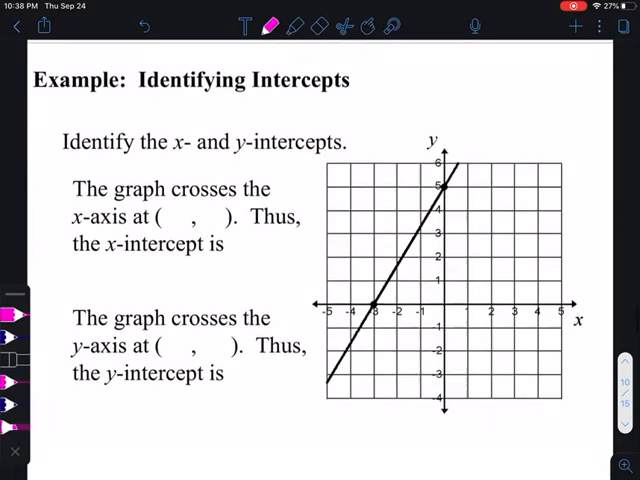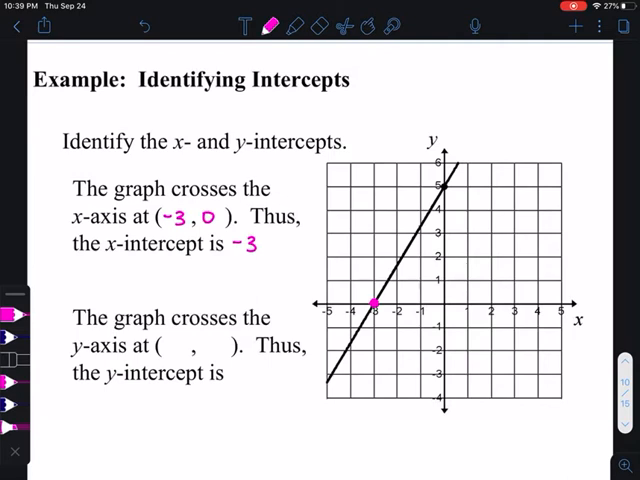So if we were to identify some intercepts of the graph, identify the x and the y-intercept, it says the graph crosses the x-axis at what ordered pair, and then what would be our intercept. So if we look at our x-axis that's going left and right, we're looking at this ordered pair that is over to the left 3 units. So we're going to have a negative 3, up and down 0. So the x-intercept is negative 3.